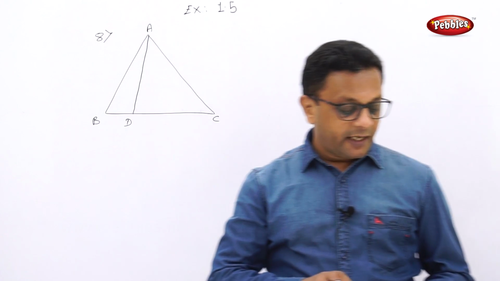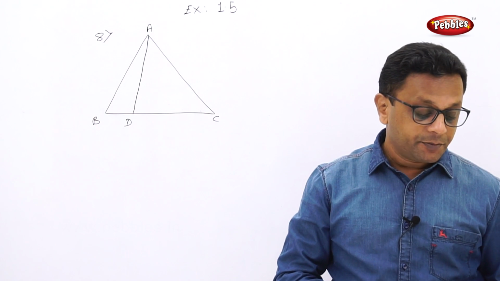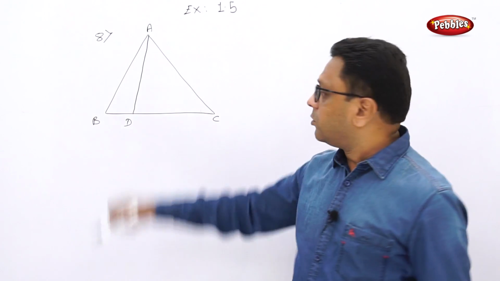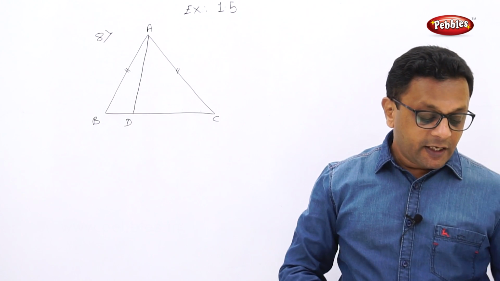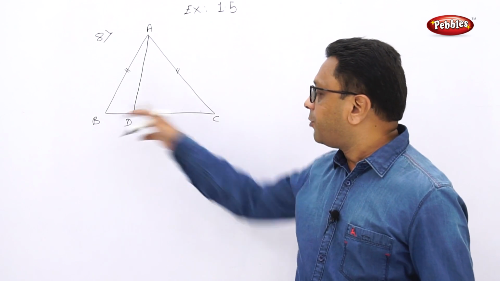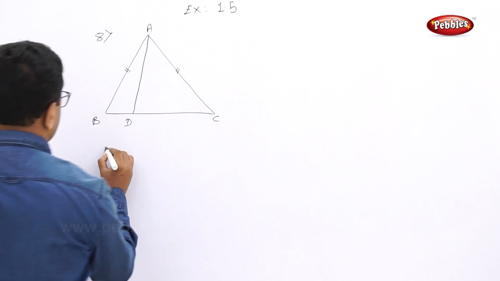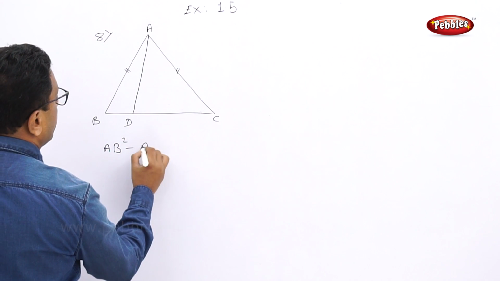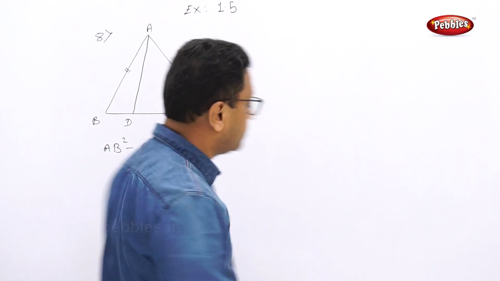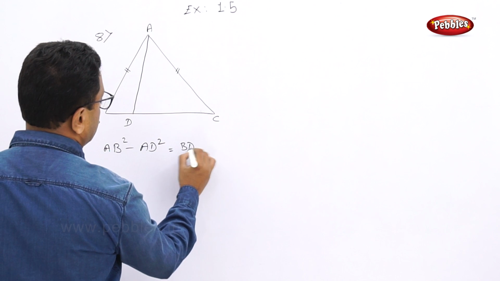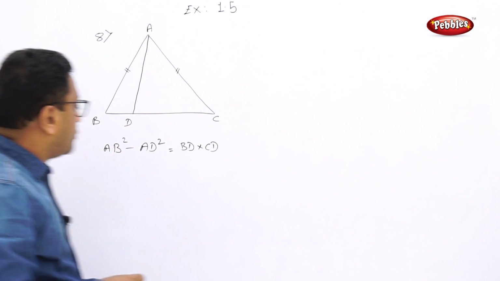Let us solve example number 8, the last example of 1.5. Triangle ABC is given. In this triangle, AB is equal to AC. D is any point on side BC. Prove that AB square minus AD square is equal to BD into CD. Now how will we solve this?